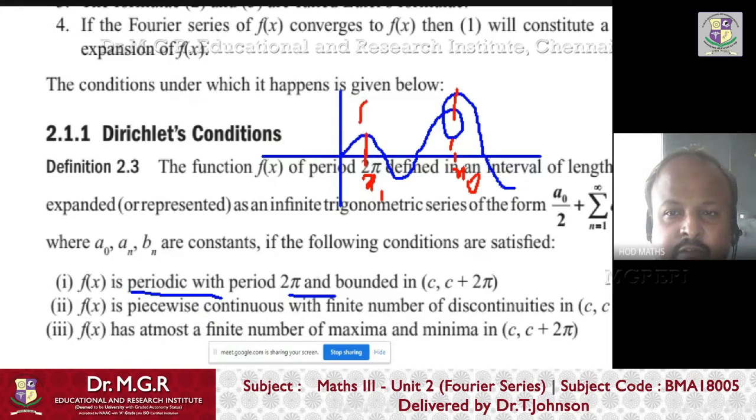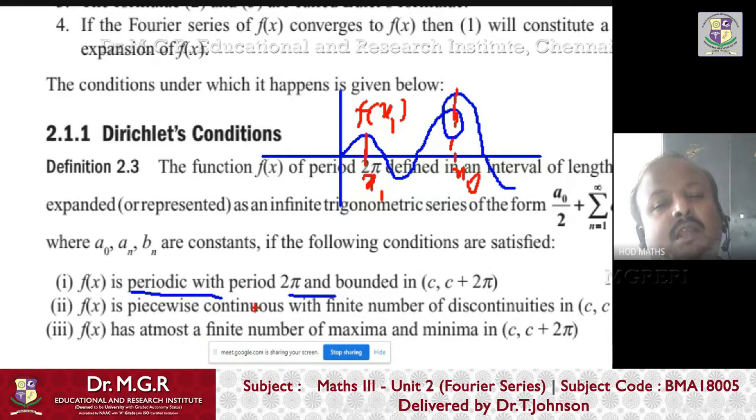But if you take this as x1, then the corresponding y coordinate is f of x1. So here for x1 only one f of x1 is there, but for x naught, the vertical line touches the curve here, here, and here, each with some value. So for this type of loop, the function should not be allowed in a Fourier series.